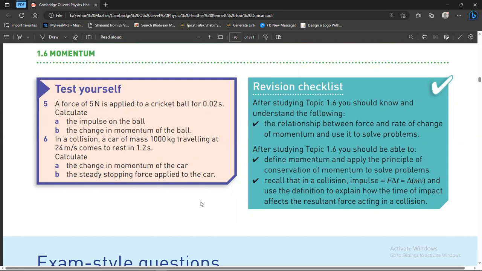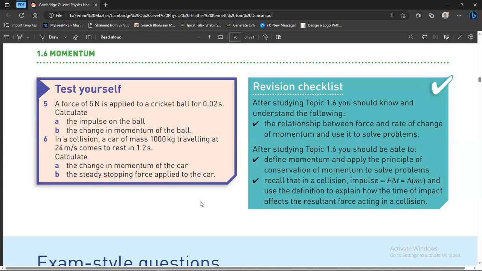In a collision, a car of mass 1000 kg traveling at 24 meters per second comes to rest in 1.2 seconds. Calculate the change in the momentum of the car. So you will have mv minus mu. The final velocity v is 0. The initial velocity u is 24 meters per second, and the time taken here is 1.2 seconds. The change in momentum will be mv minus mu.